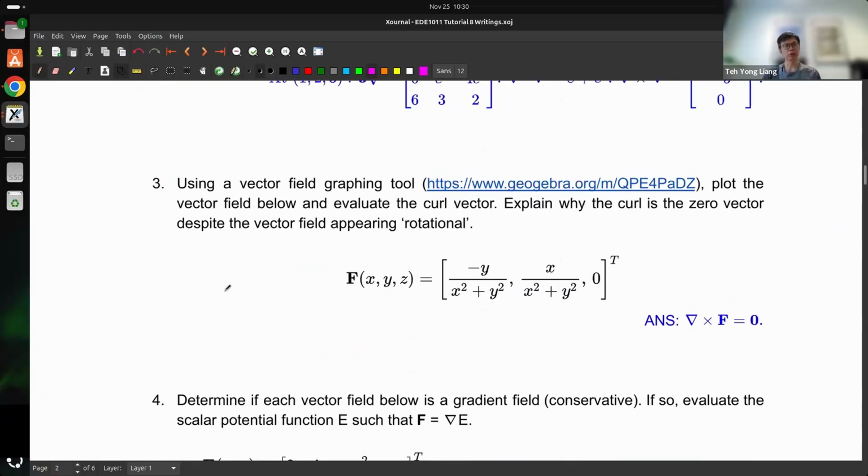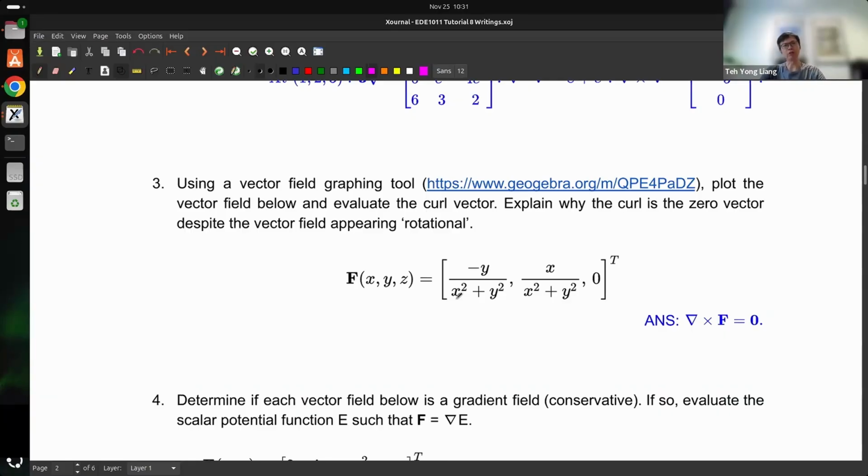Then question 3. Question 3 I want to go through, because I give you the vector field here and I ask you to use this vector field graphing tool from GeoGebra. I haven't gone through this in lecture yet, so I'll make use of this question to go through it with you as well. When you want to visualize the vector field, you can use this online graph. You're supposed to evaluate the curl vector and explain why the curl is the 0 vector, despite the vector field appearing rotational.